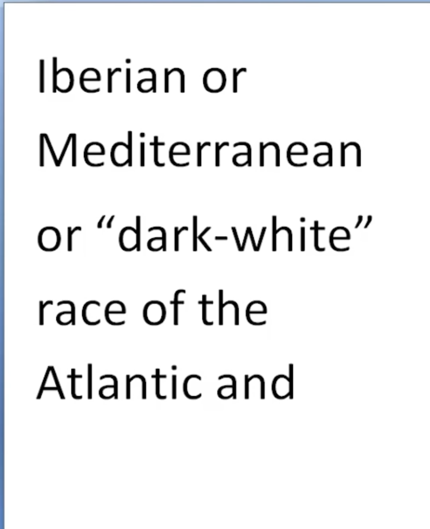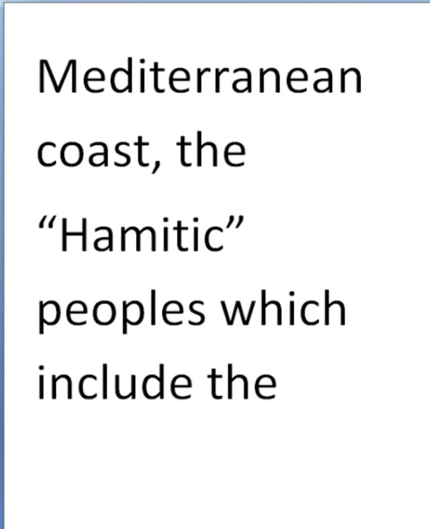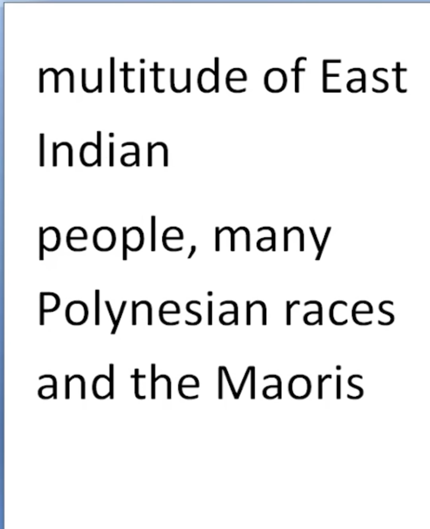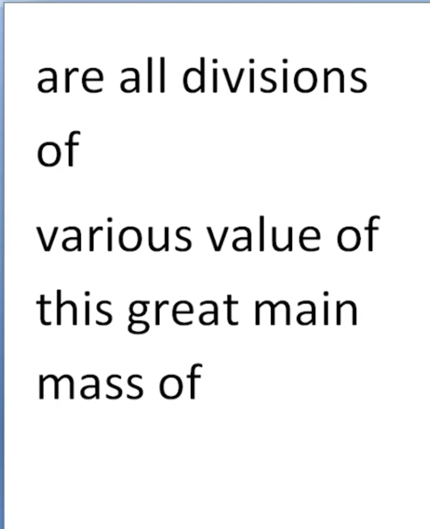The Iberian or Mediterranean or dark white race of the Atlantic and Mediterranean coast, the Hamitic peoples, which include the Berbers and Egyptians, the Dravidians, the darker people of India, and a multitude of East Indian people, many Polynesian races, and the Maoris are all divisions of various value of this great main mass of humanity. Its western varieties are whiter than its eastern.